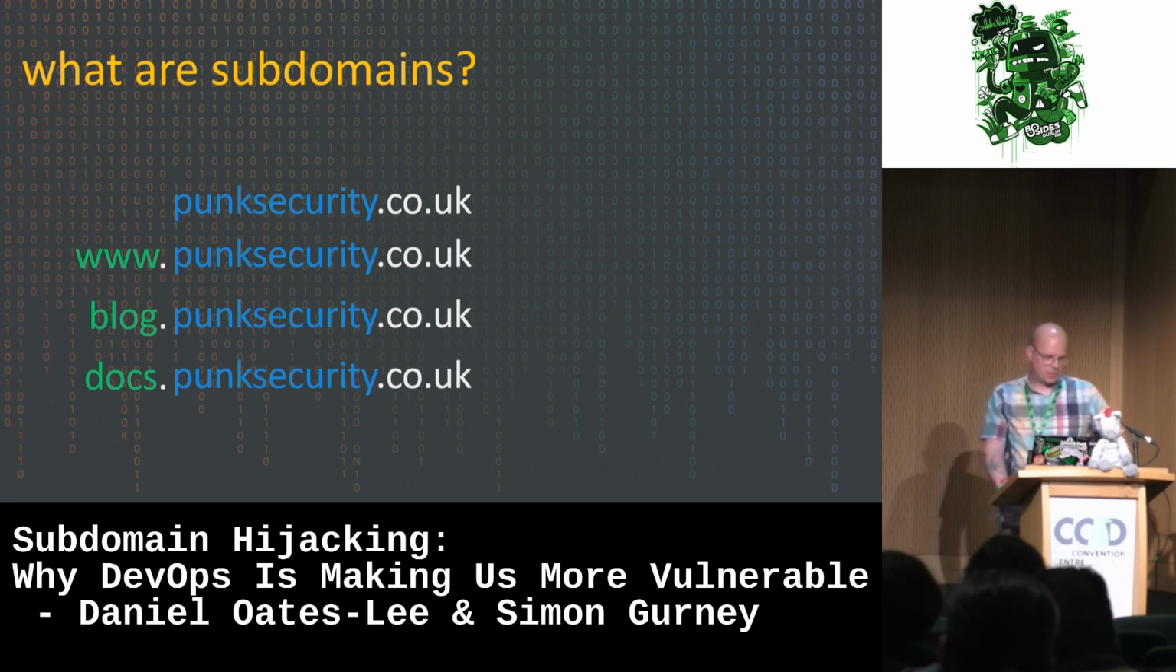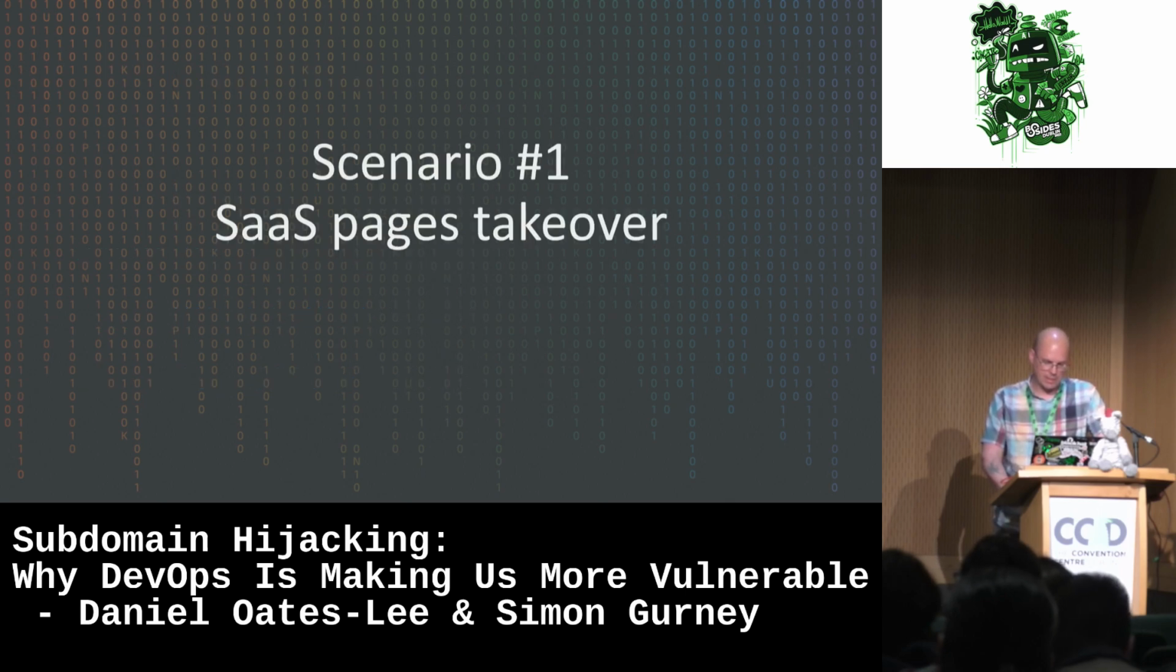So what are subdomains? Well, we've just quickly covered off the very first part of the DNS names. So the root domain would be punksecurity.co.uk. The bits that you can see in green, these are the subdomains or the hosts. And these are the bits that can be abused potentially. So in our case, we're going to look at docs.punksecurity.co.uk today for our first takeover attack.